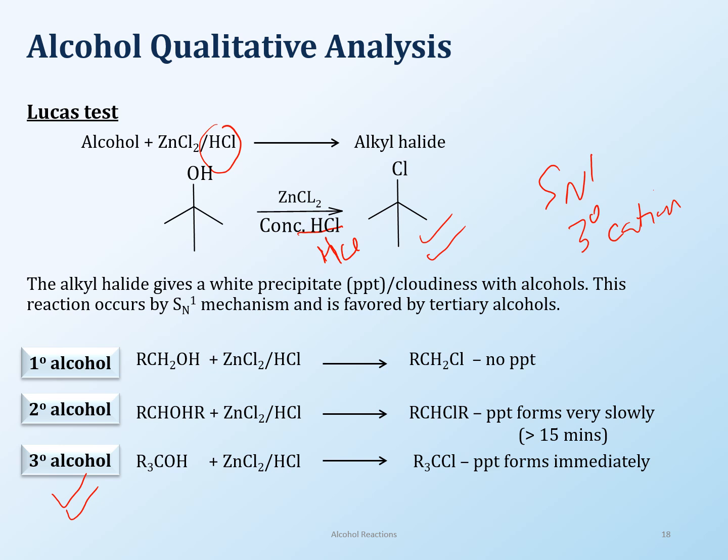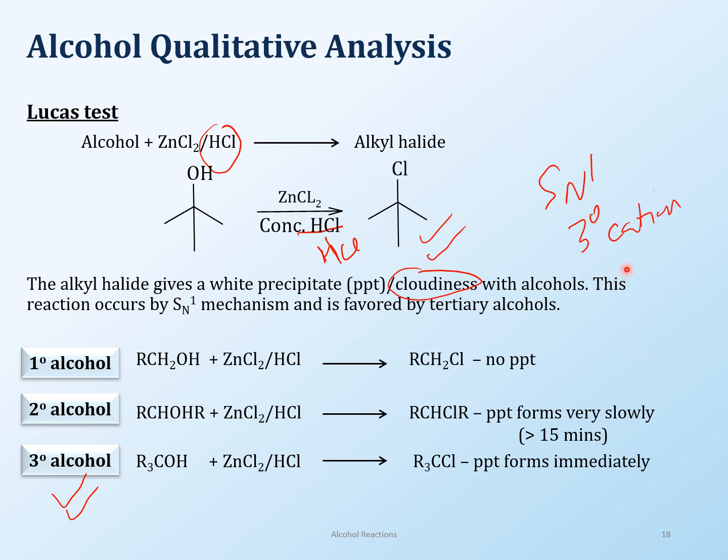So what is that positive test? That positive test is you get a cloudiness, sort of a white precipitate, as a result of the alkyl halide. If you have a tertiary alcohol, then you can see that cloudiness happening immediately. For secondary alcohols, it takes a little bit slower time, maybe 15 minutes or so or more. And then primary alcohols, forget it, because primary alcohols will not form any precipitate, because primary alcohols do not undergo SN1 mechanisms.